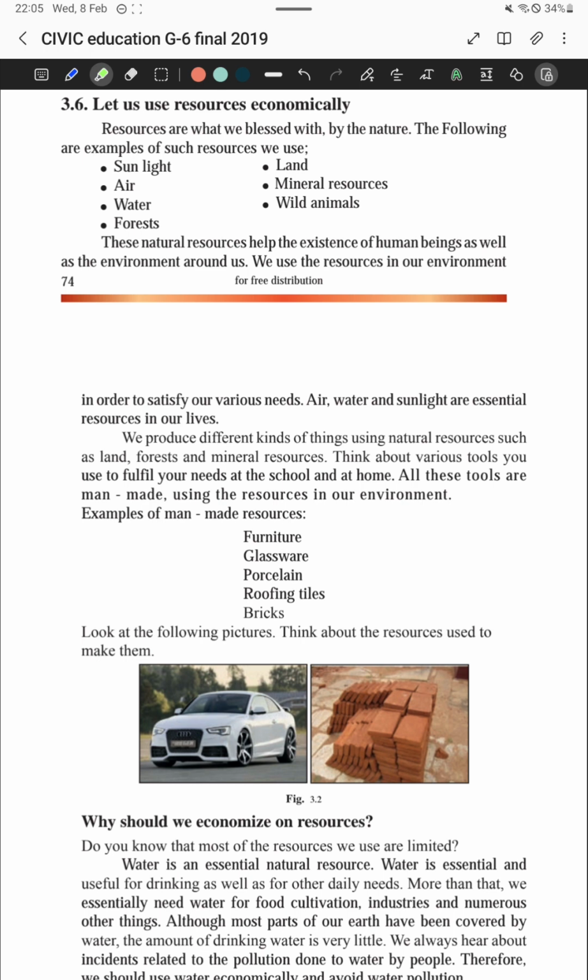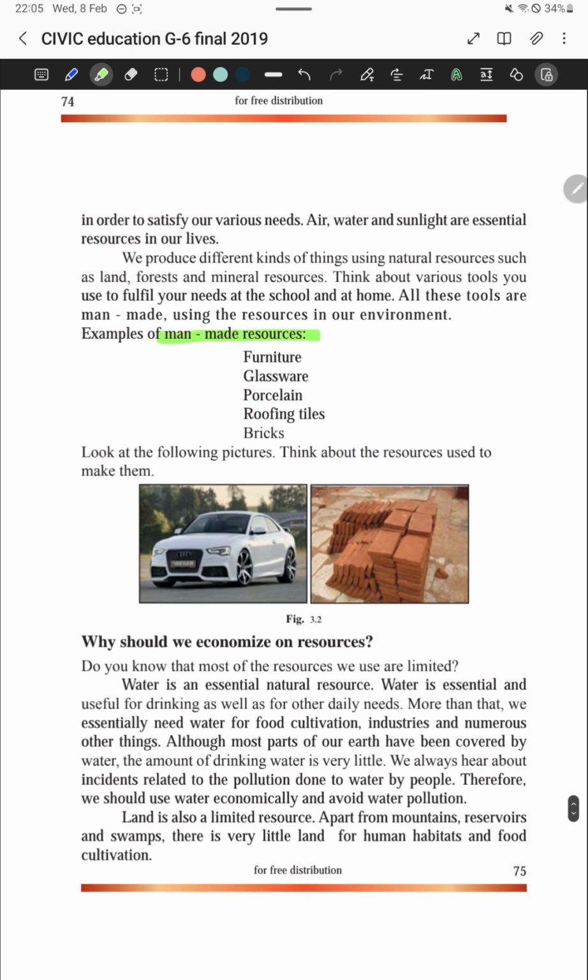So let's move on to the subtopic. When you're covering this subtopic, you must know that we are going to make things using the resources of nature. Those things are called man-made resources, right? Taking the materials from the environment, we prepare things like furniture. Furniture means the things that you make using wood, and glassware using glass, and porcelain using porcelain materials like plates and cups, and roofing tiles using clay, and bricks using sand and clay from the earth, right? So you are going to make many things by using environmental resources. Those are called man-made resources, right? So likewise, you must know everything is created by using the resources from the environment.